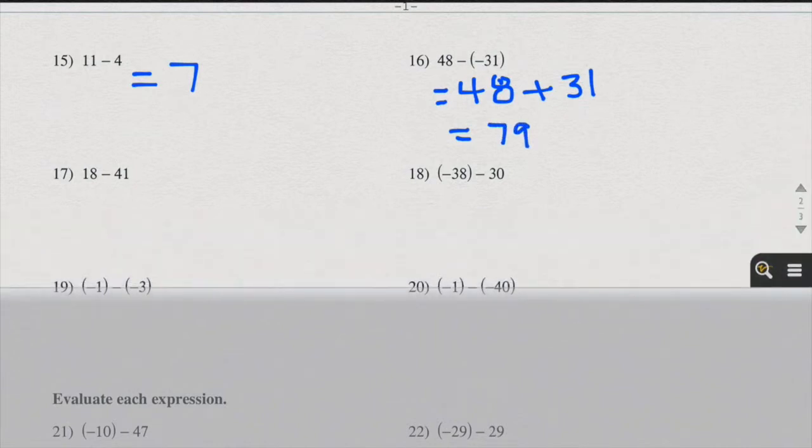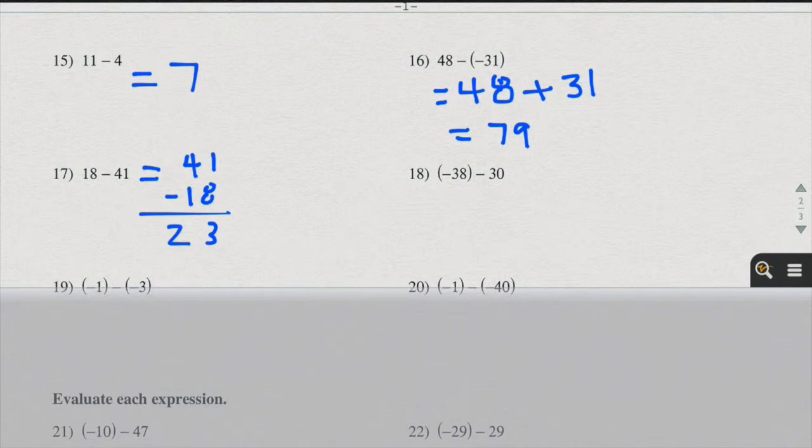Okay, number 17, 18 minus 41. What we can do on this one, because they're different signs, meaning the 18 is a positive and the 41 is a negative, because they're different signs, you can find the difference between the two first, and then add the sign onto that value of the bigger of the two, 18 or 41. Let me explain that. So let's subtract 41 minus 18 is 23. Okay, we end up getting 23 as the difference.